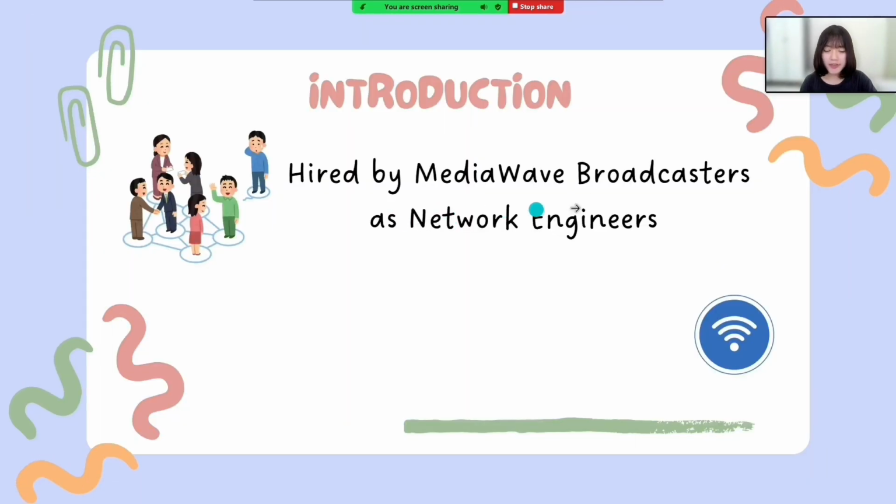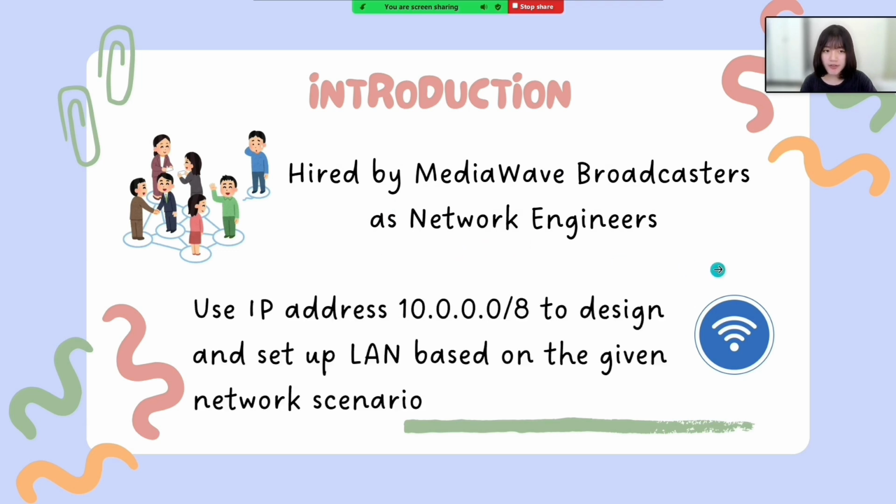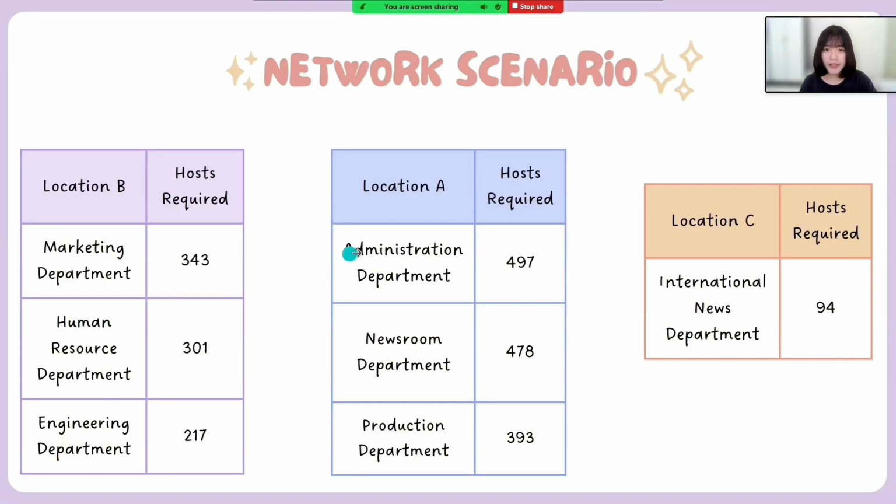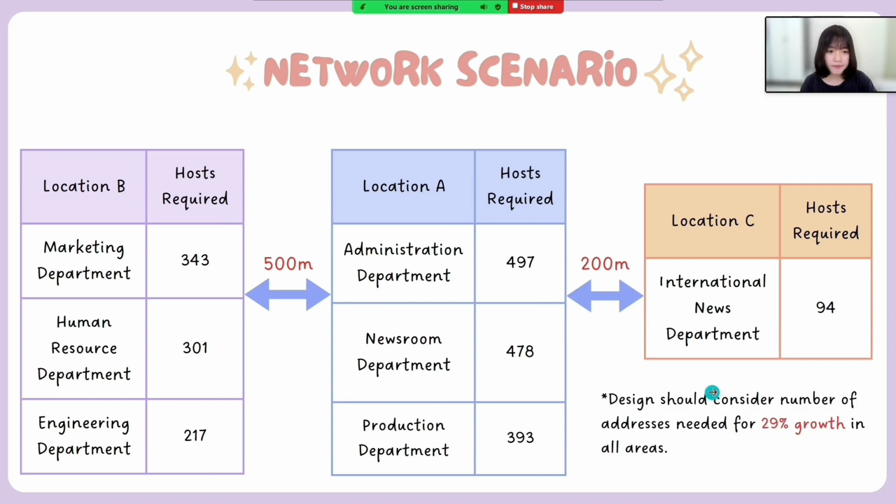We were hired by MediaWave Broadcasters, a small company, to serve as network engineers. Our task is using IP address 10.0.0.0 to design and set up a local area network based on the given network scenario. In this case, we have 3 locations with different departments and different host requirements. Location A is 500 meters from location B, while location C is 200 meters from location A.